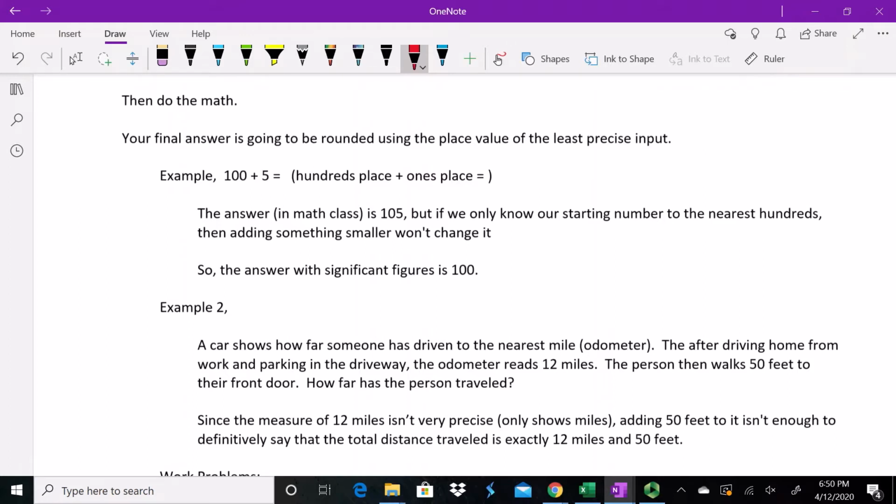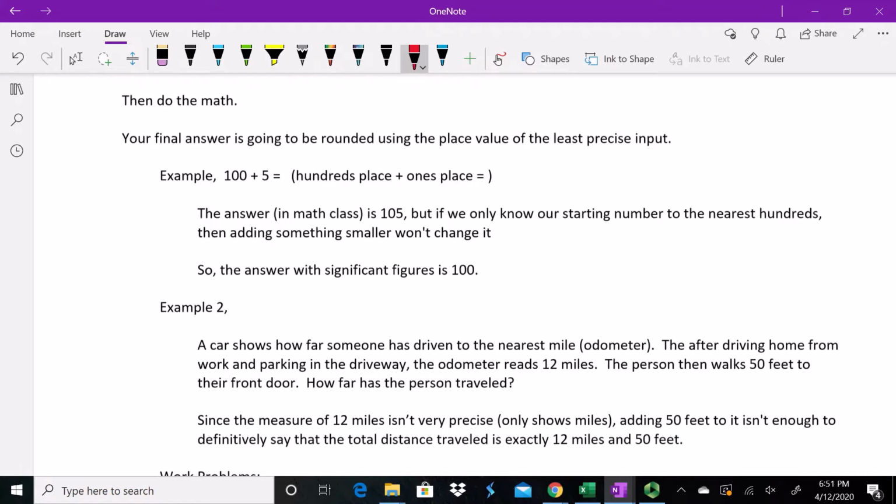So another example to maybe drive home this point would be a car with an odometer on it that tells you how far you've driven. After driving home from work to the driveway of your house, the odometer reads 12 miles. The person then gets out of their car and walks to their front door, which is another 50 feet. How far has the person traveled? Well, you might say it's 12 miles plus 50 feet. But you have to remember that the odometer wasn't accurate to the foot.